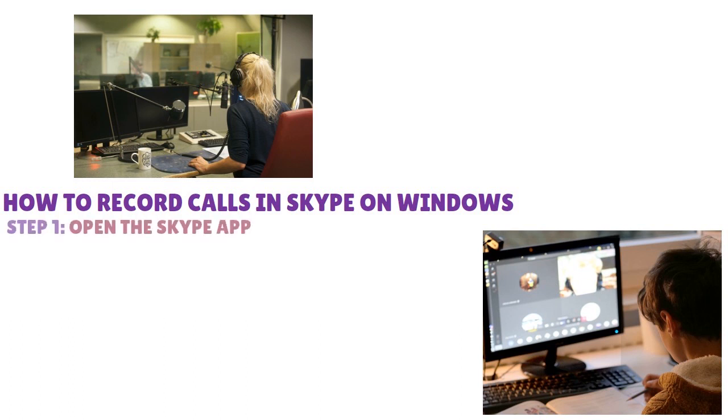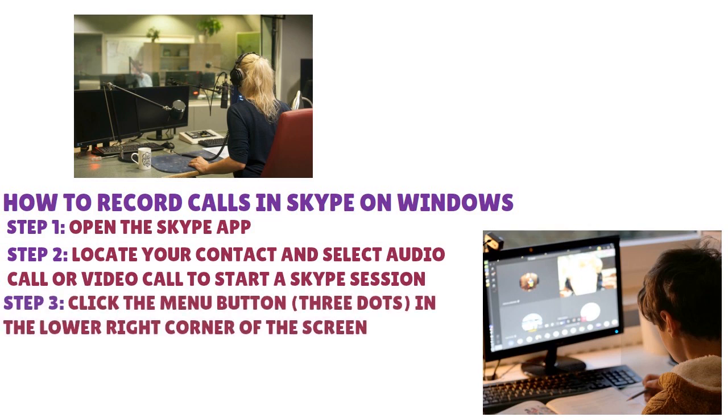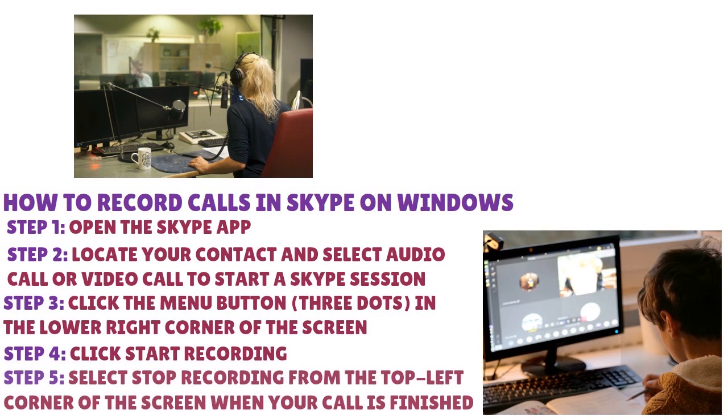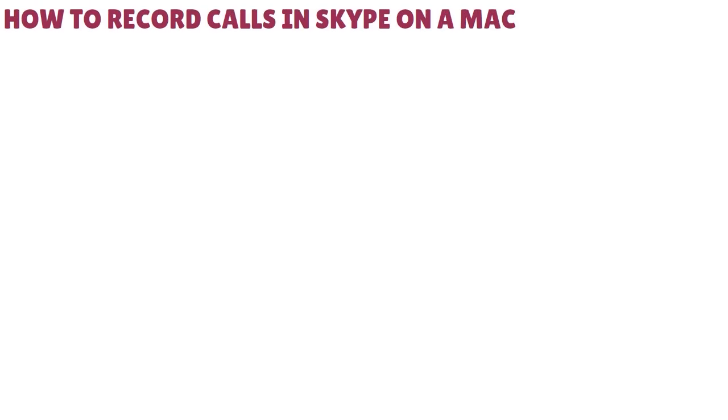So you want to open the Skype app. You want to locate your contact and select audio call or video call to start a Skype session. You want to click on the menu button, 3 dots in the lower right corner of the screen. You want to click Start Recording. And you want to select Stop Recording from the top left corner of the screen when your call is finished. How do you record calls in Skype on a Mac?